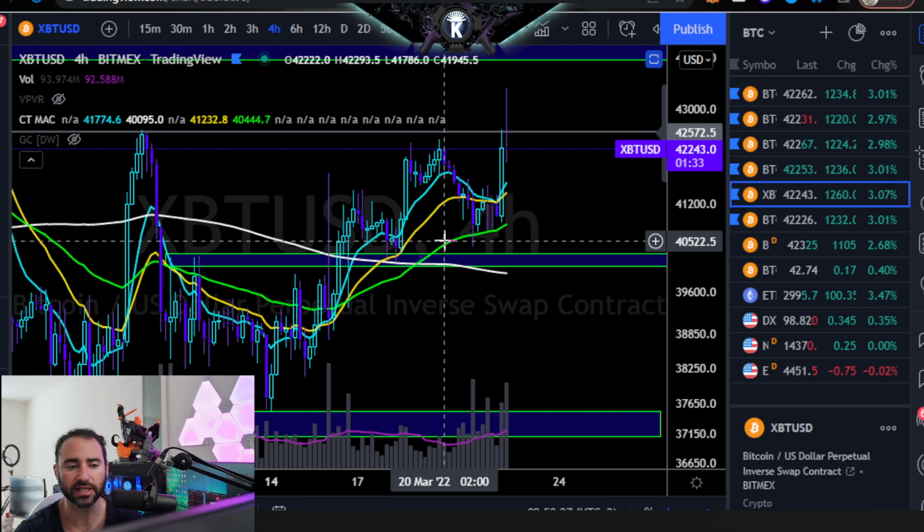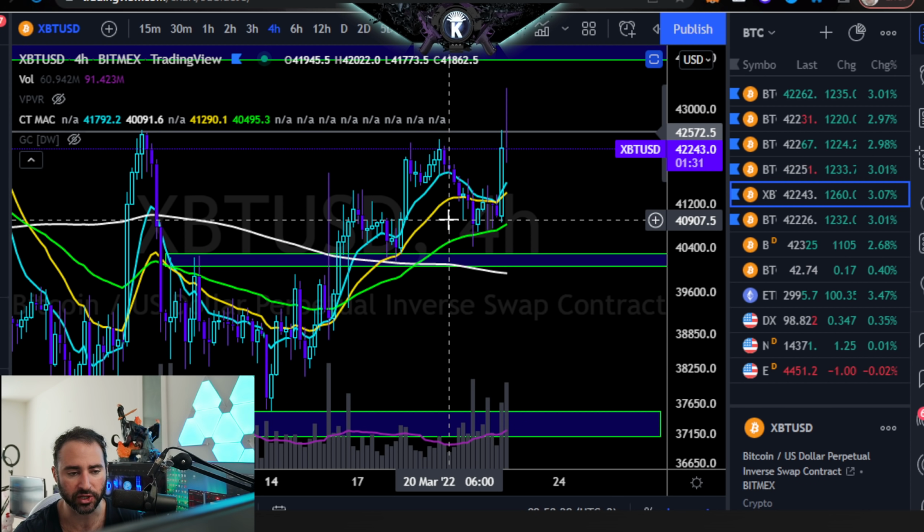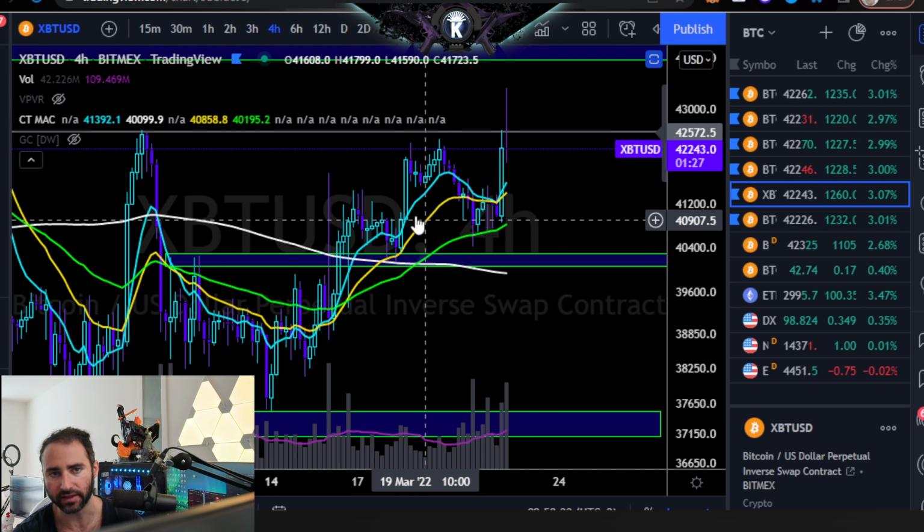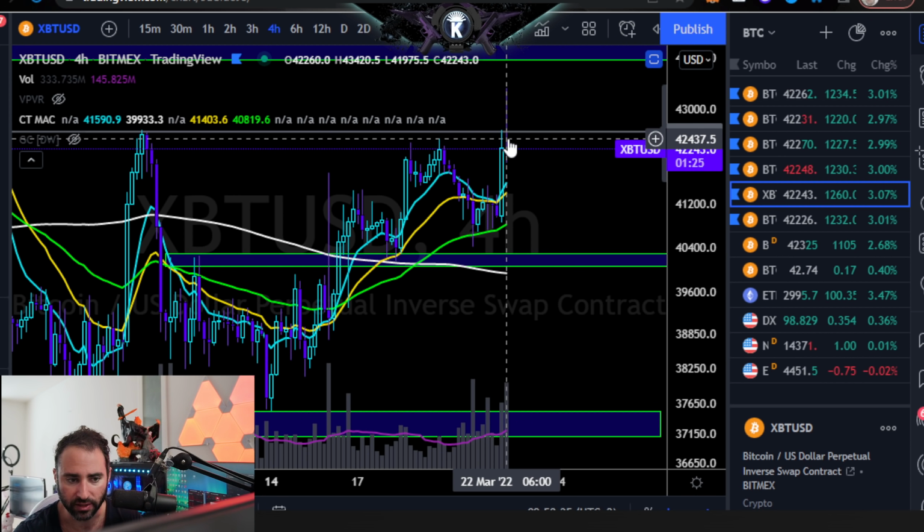But this was essentially a continuation call based off of yesterday's short-term time frame analysis, which was range and then likely another try higher, which is what we're getting right here.